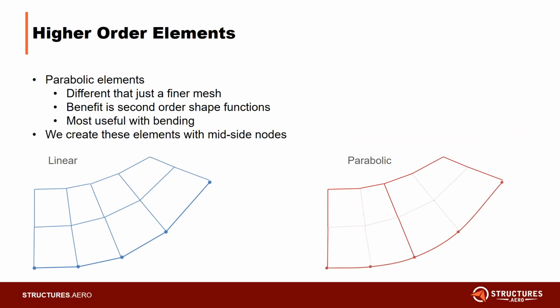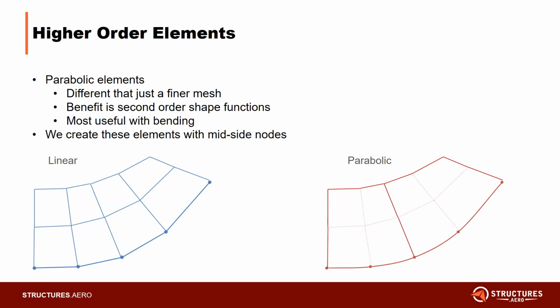Okay, so higher order elements. Higher order elements, otherwise parabolic elements, are different than just a finer mesh. Instead of refining the mesh to have more elements, we can add mid-side nodes to those elements to give us an increased number of degrees of freedom. But the benefit is that the assumed form of the solution becomes a second order shape function. I'm not going to get into all the details because I don't understand all of it myself, but using these two images here, hopefully I can show you what I'm talking about.